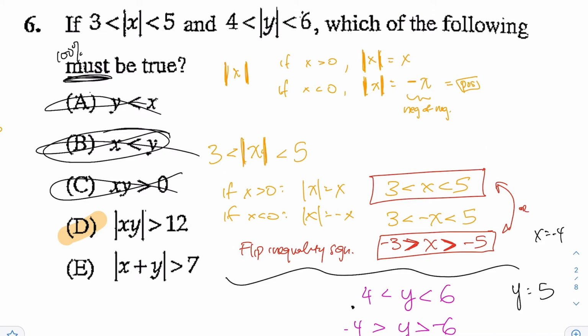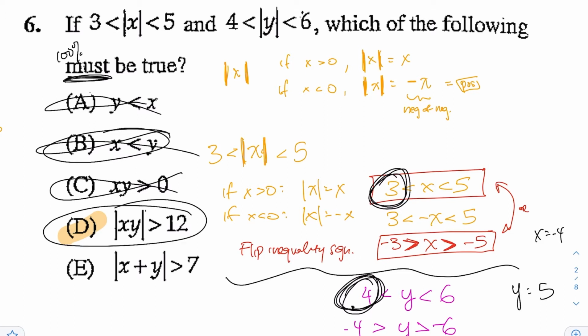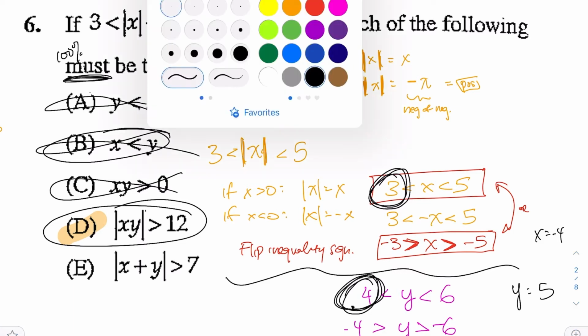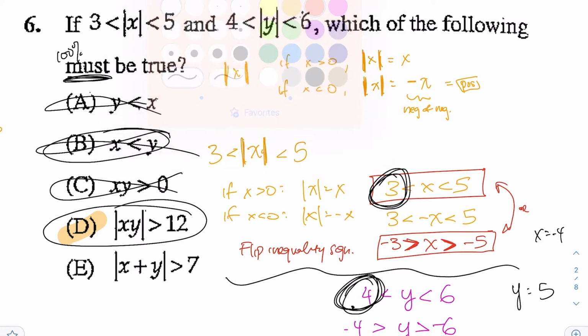For choice D, if you multiply them together and then take the absolute value, it has to be greater than 12. And we can see that has to be true because the smallest possible value for x is this 3, and the smallest for y is a 4. And 3 times 4 is 12. So if you multiply x and y, the absolute value of that has to be greater than 12. So the answer is going to be choice D. Now we can also go through the other choices as well, specifically for choice E, x plus y has to be greater than 7.